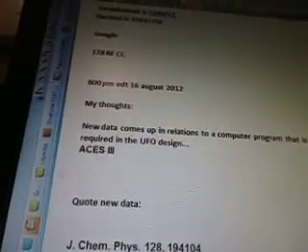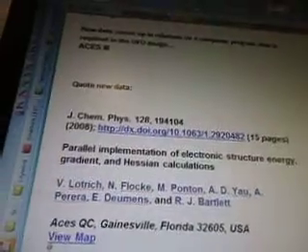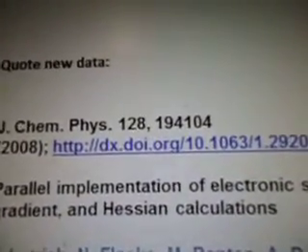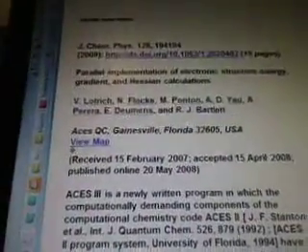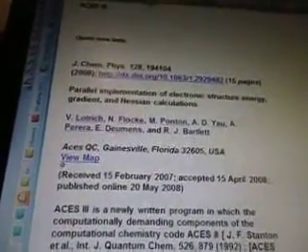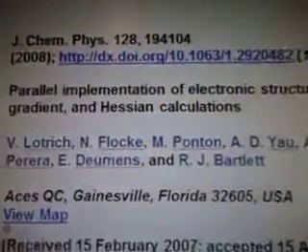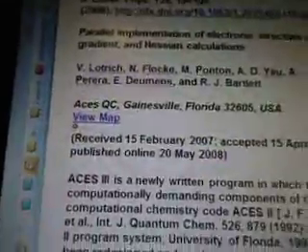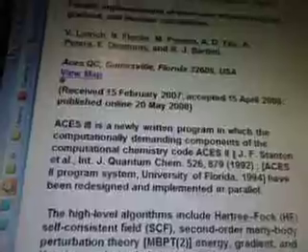On August 16th, my thoughts. Okay, so new data comes up in relation to a computer program that is acquired in the UFO design. It's called ACES 3. So, quote, new data, jchemphysics dx.doi.org, and there's the number for it. Parallel implementation of electronic structure energy, gradient, and Hessian calculations, and there's the people that worked on it, scientists. Gainesville, Florida. Received in 2007, published in 2008.